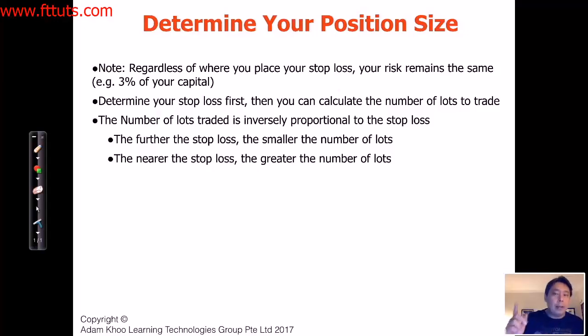Okay? So depending on the strategy and the specific candlestick pattern of that trade, stop loss is placed at different distances, usually below the previous low of the candle. Okay? So you always determine your stop loss first. Then you calculate the number of lots to trade to keep your risk consistent. The number of lots traded is inversely proportional to the stop loss. In other words, the further your stop loss, the smaller the number of lots you trade. The nearer the stop loss, the greater the number of lots you trade, with the risk always being the same.